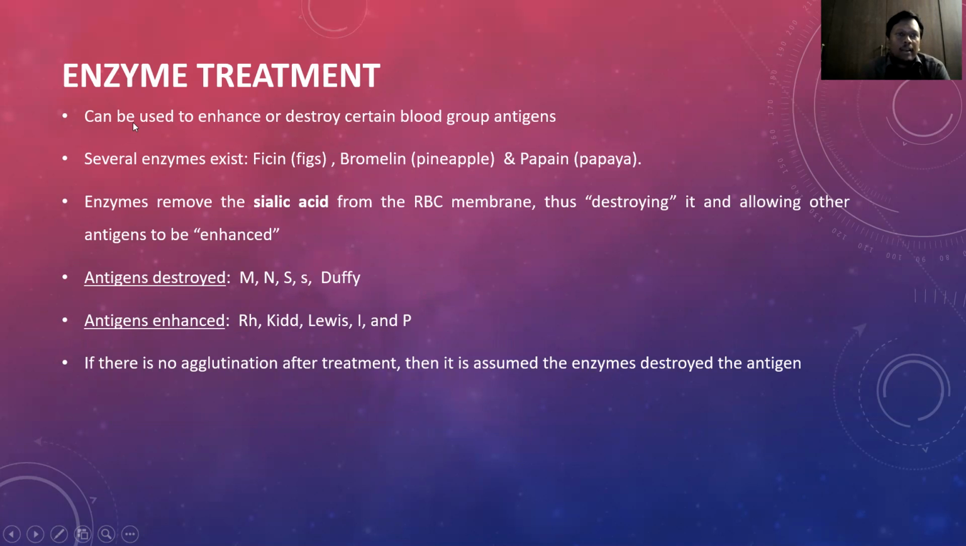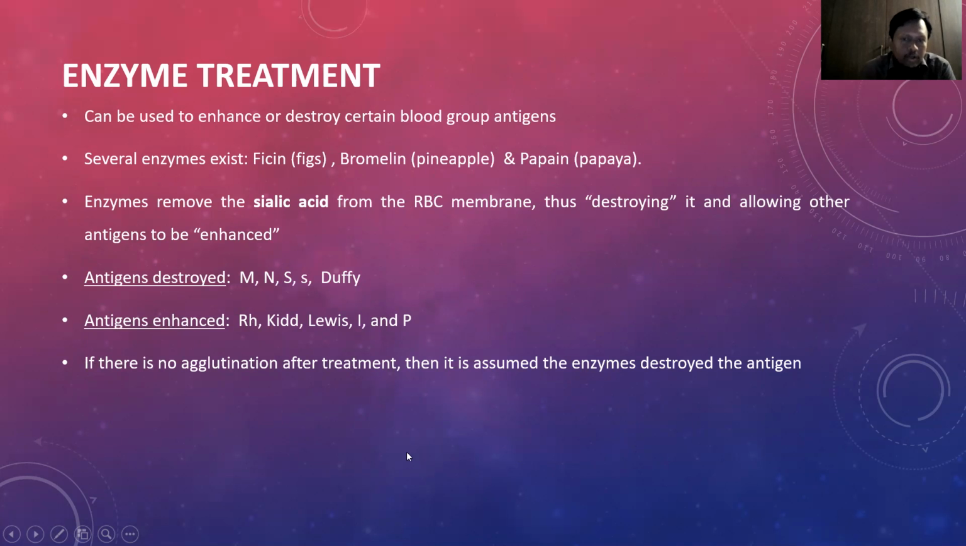complex antibody identifications. Enzymes can be used to enhance or destroy certain blood group antigens. Several enzymes exist: ficin prepared from figs, bromelain from pineapple, papain from papaya. These enzymes remove the sialic acid from the RBC membrane, destroying some antigens and allowing other antigens to be enhanced. Antigens which are destroyed are M, N, S, small s, and Duffy. Antigens which are enhanced are Rh, Kidd, Lewis, and P.